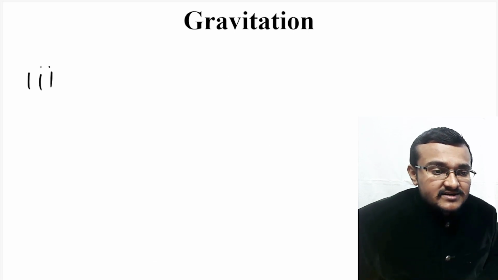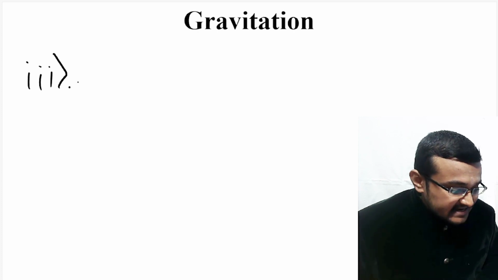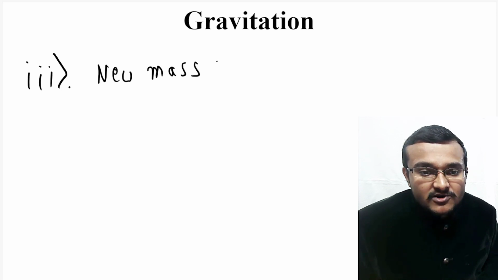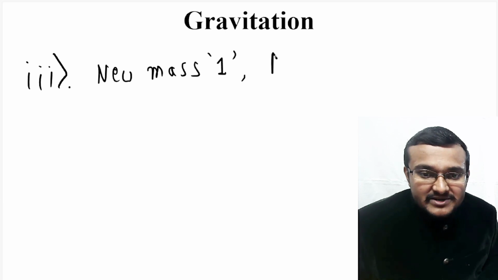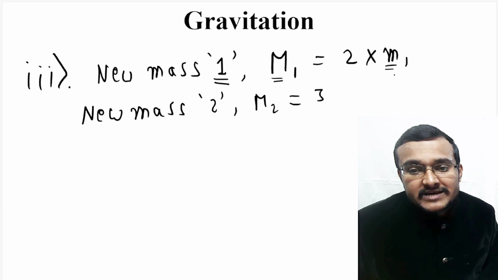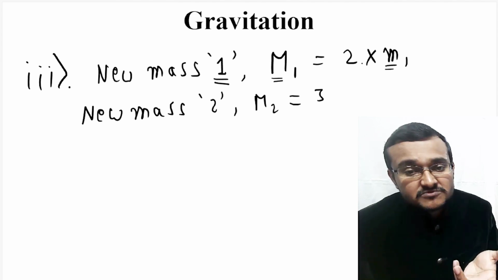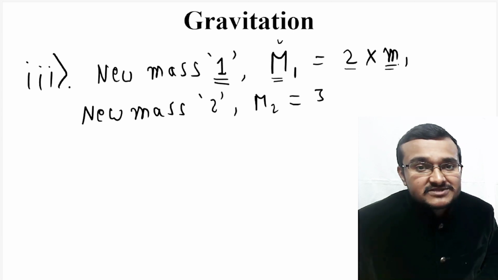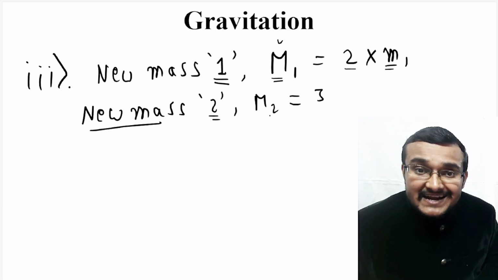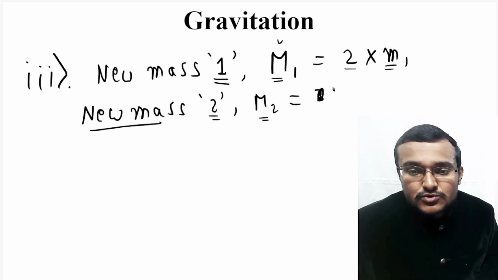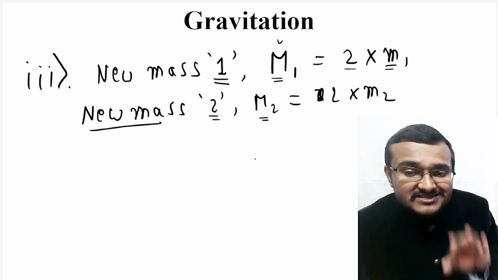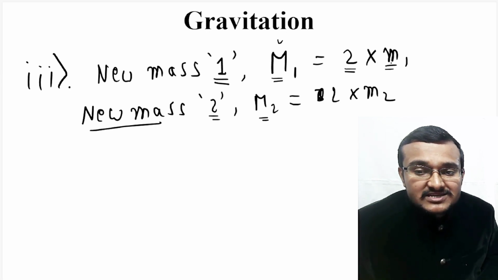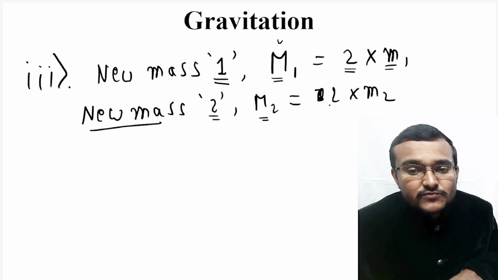Now if you consider the third question in this same sixth question, here they are asking if the masses of both objects are doubled. Then the new mass of object 1 can be considered as capital M1, which will be equal to 2 times the small m1. Small m1 was the initial mass of the first object. Now the mass has doubled, so the new m1 is 2 times small m1. The new mass of the second object, capital M2, will be equal to 2 times small m2. So the mass of both the objects has been increased by 2 times.